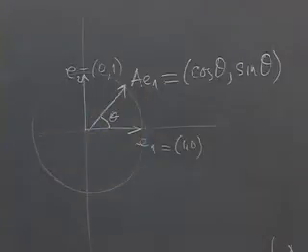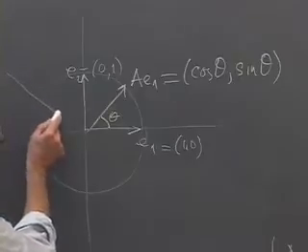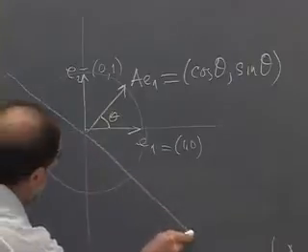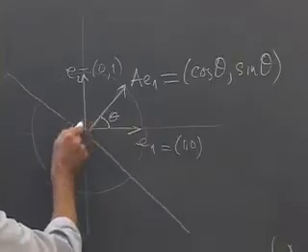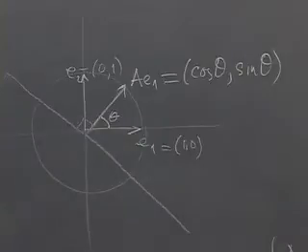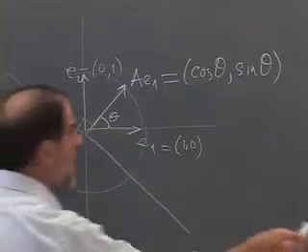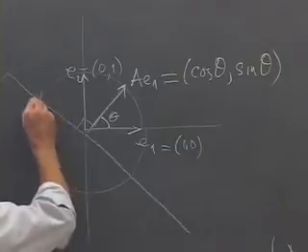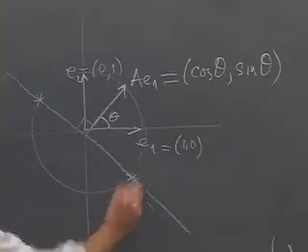Now where is A of e2? Well, we don't know yet. But A of e2 has to be orthogonal to A of e1. And there's a unique line that runs orthogonal to this vector. Right? And A of e2 has to also have length 1. So there are only two possibilities for it. It could be this vector, or it could be that vector.